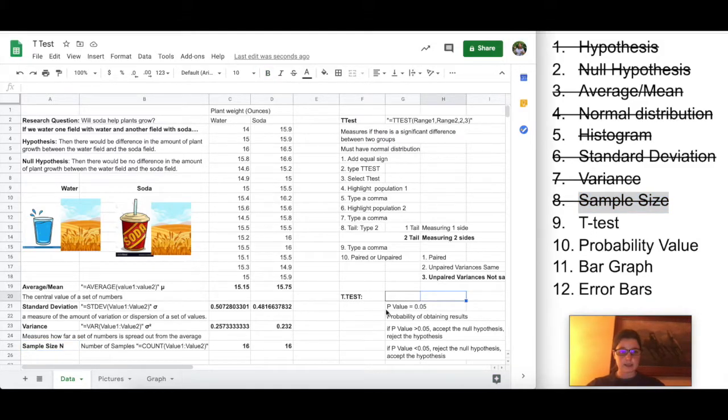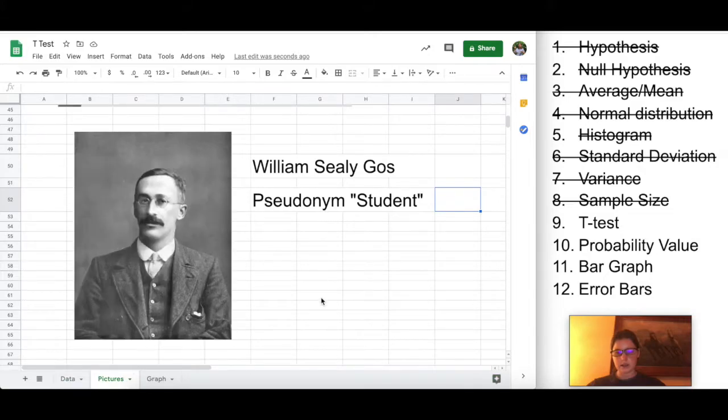So now the next thing that we're going to move into is the t-test. This test measures if there's a significant difference between two groups, and the groups must have a normal distribution. We confirmed that each group, water and soda, had a normal distribution when we created the histogram, so we're all good there. Now, an interesting idea is that the guy who came up with the t-test was William Sealy Gosset, and when he published his ideas on the t-test, he published it under a pseudonym, Student. So instead of his name, he put Student. So sometimes it's called the Student t-test.